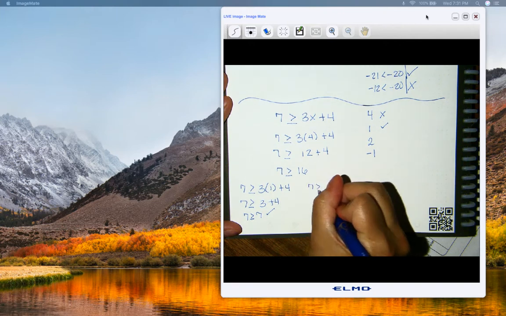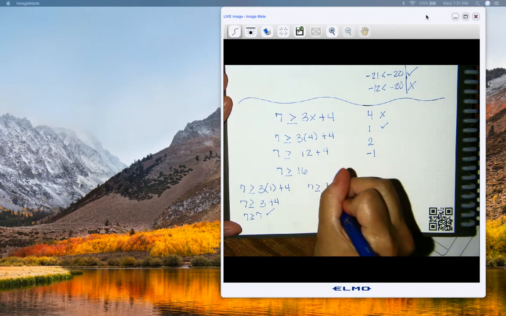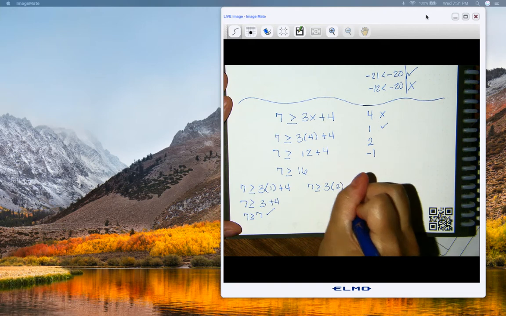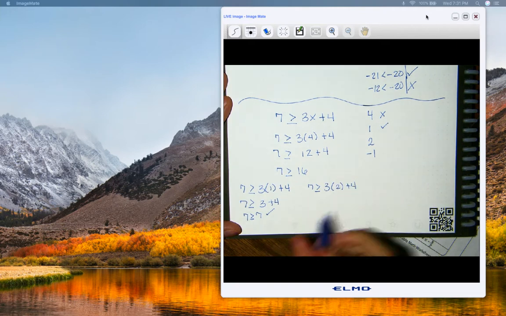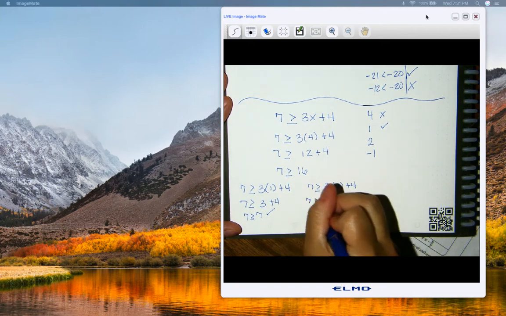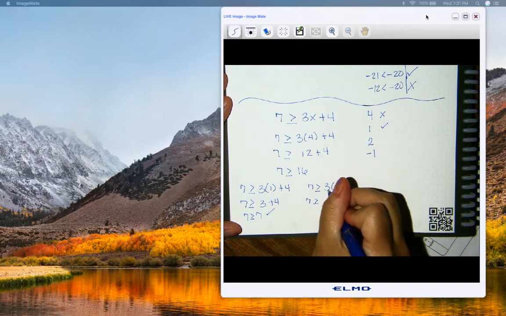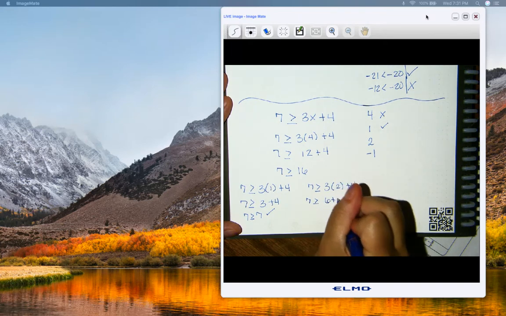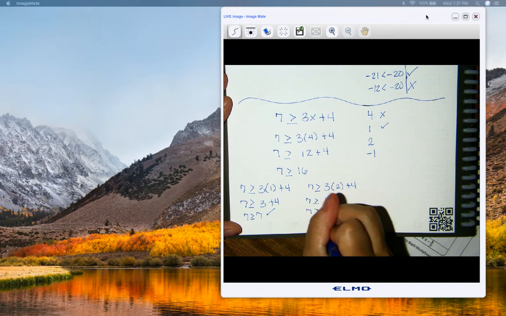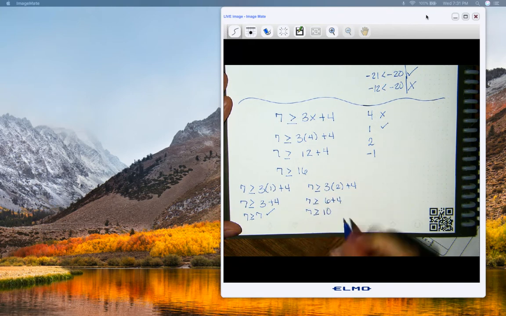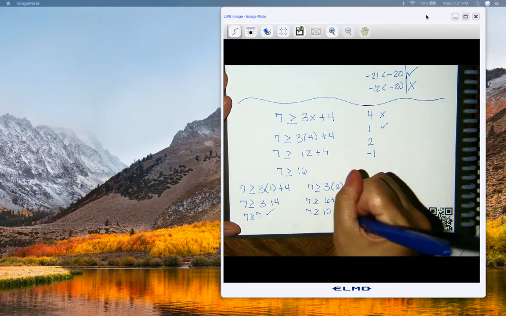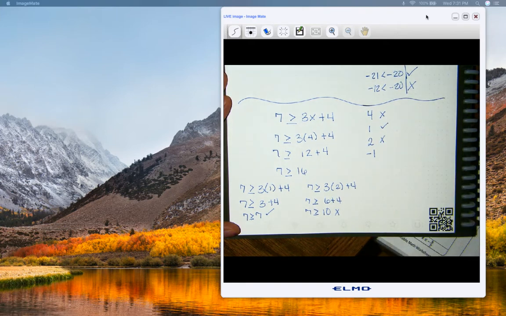7 is greater than or equal to 3 times 2 plus 4. So now we have 7 is greater than or equal to 3 times 2 is 6 plus 4. 7 is greater than or equal to 10. 7 is not greater than or equal to 10, so this solution does not work. Then we test our last value, which is negative 1.